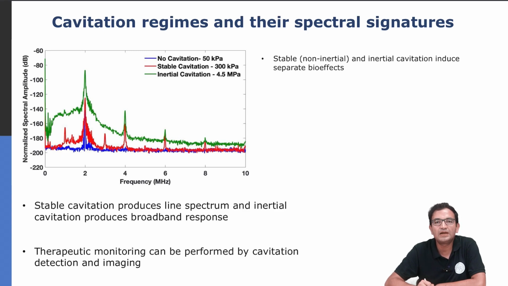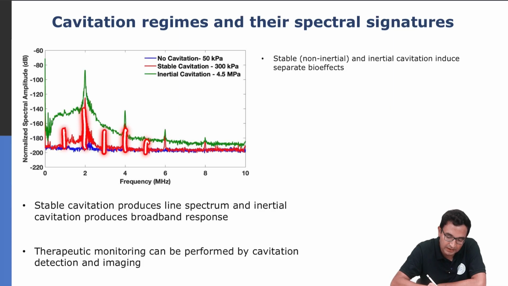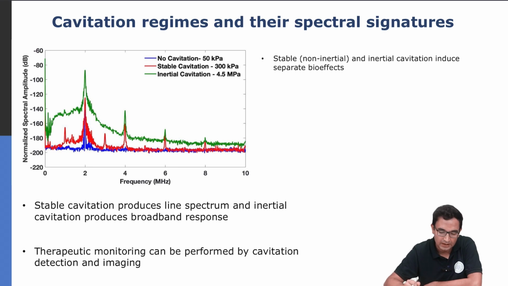Now, how do we differentiate between stable and inertial cavitation? If we are listening from the outside, essentially we have a detector looking at the signal coming out from the bubbles that are oscillating or collapsing. There is a difference in their signatures. For oscillating bubbles, typically you will get line spectra, with lines present at multiples of harmonics and subharmonics, and this is typically characteristic of stable cavitation.